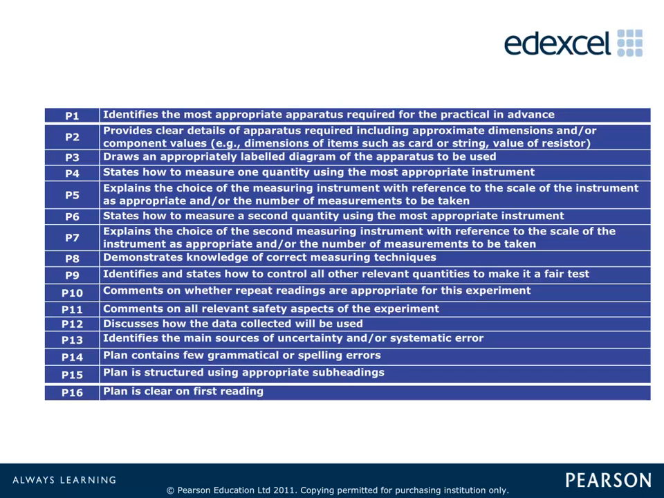P14 and 15 are for spelling, punctuation and grammar, when considering technical terms only, and they should be awarded as long as the meaning is clear. P16 is for writing a clear plan. Candidates should say, at least, that they will vary this and measure that. A surprising number of candidates forget to say anything like this.